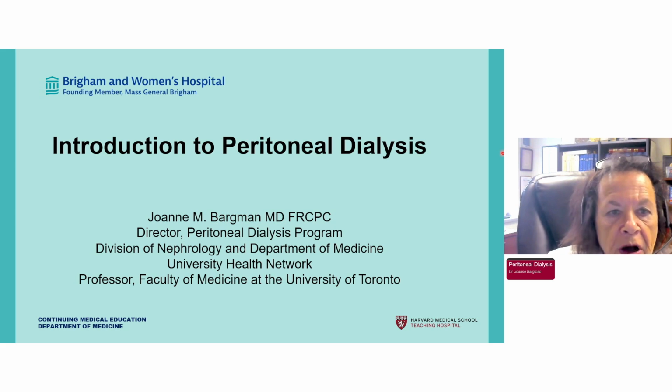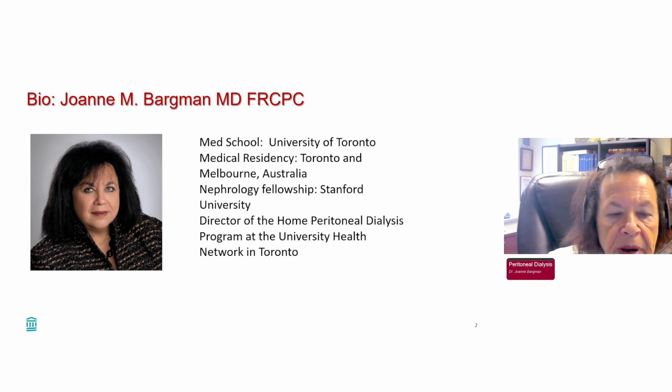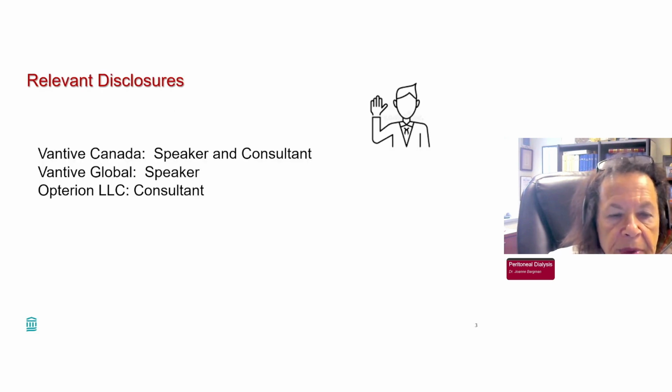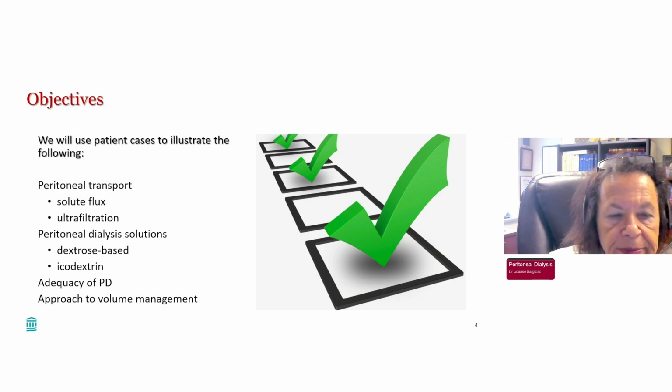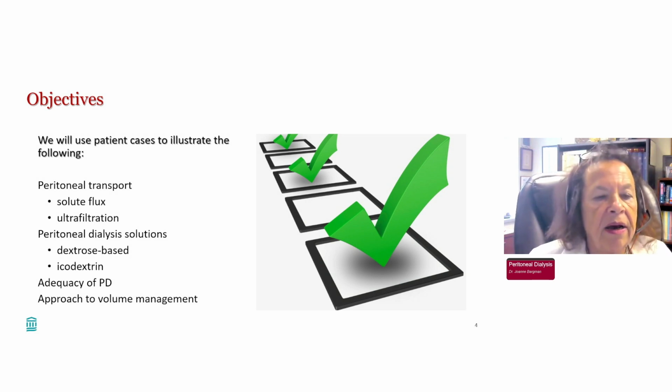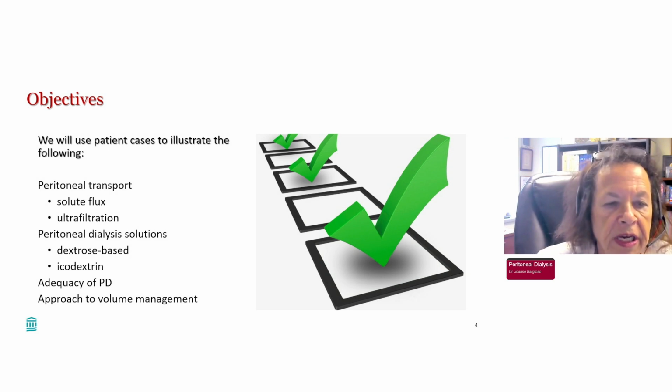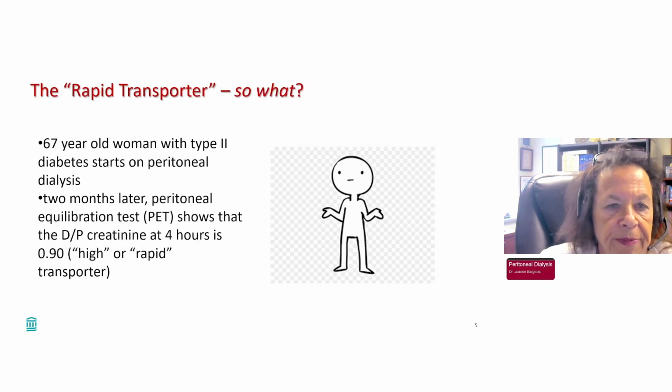Hi, everybody. I'm going to talk about peritoneal dialysis in two parts. The first is a general introduction on how it works and basic principles, and then the next part will be to talk about some complications related to the therapy. Here's my bio, here are my relevant disclosures, and here are the objectives of my talk. So we'll talk about transperitoneal transport and peritoneal dialysis solutions, and how they work. I'll touch on adequacy of PD, although I could probably spend a whole hour just talking about that. And then I'll also touch on management of volume status in the PD patient.